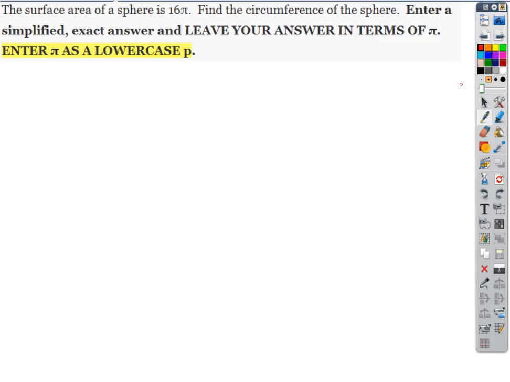4 pi r squared equals 16 pi. How do I solve for r? Divide by 4 pi. So that gives me r squared equals what? 4. So what's r? 2. Okay, good. So then if we're calculating circumference, I'm just going to plug 2 in for the radius.